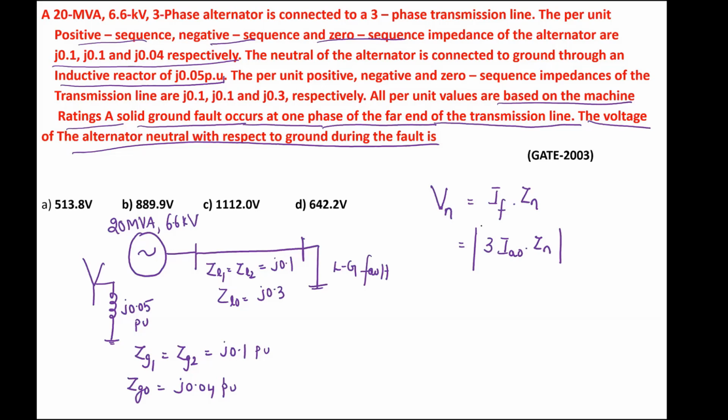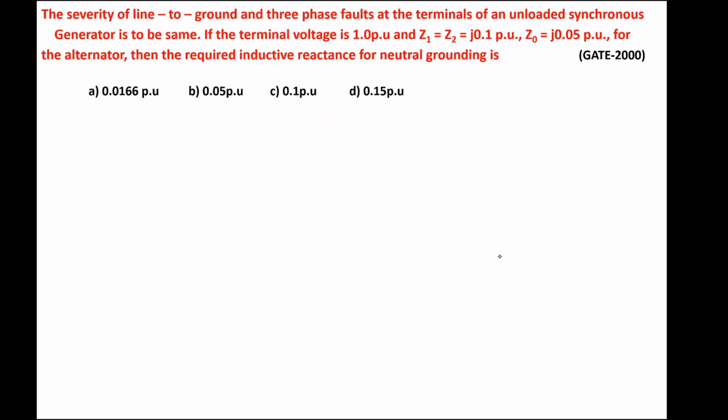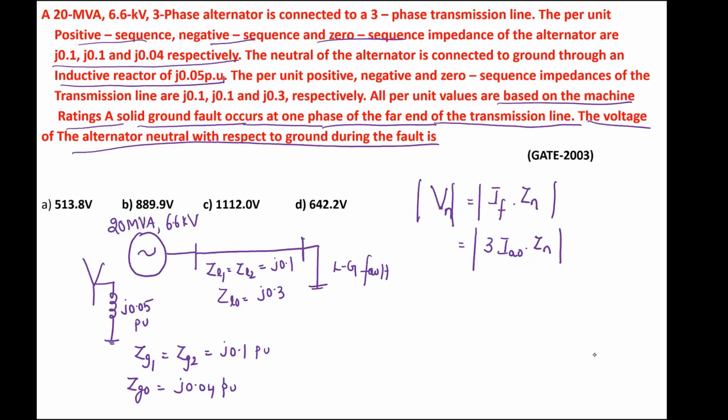So to calculate the voltage of neutral, you need to compute the fault current. The first step is to compute the fault current. If there were a generator only, we could have directly substituted the formula. But here two elements are connected, so you have to draw the positive sequence network, negative sequence network and zero sequence network for each of them.